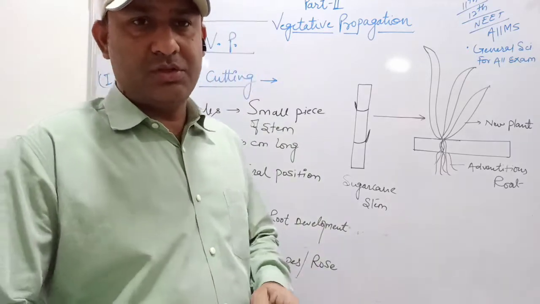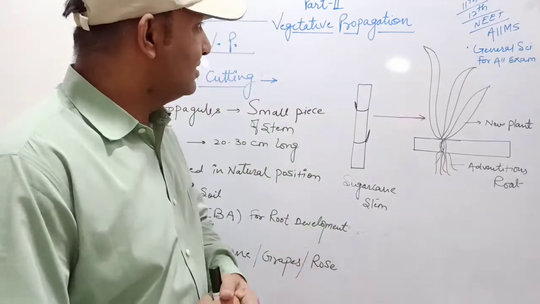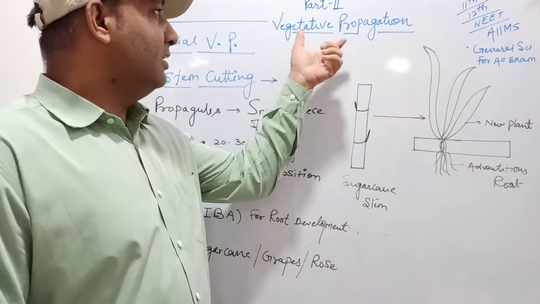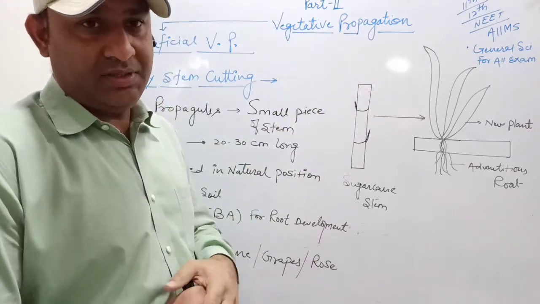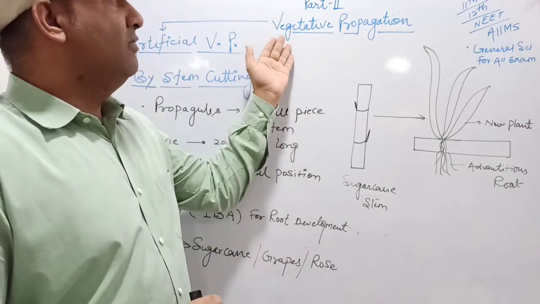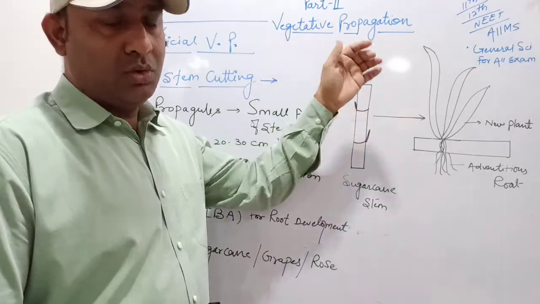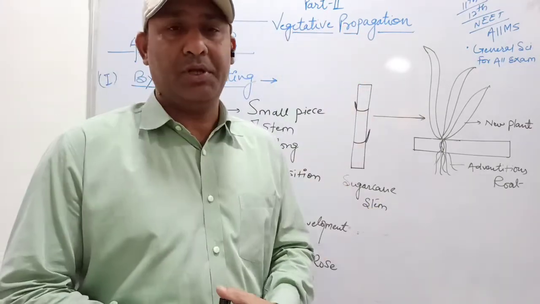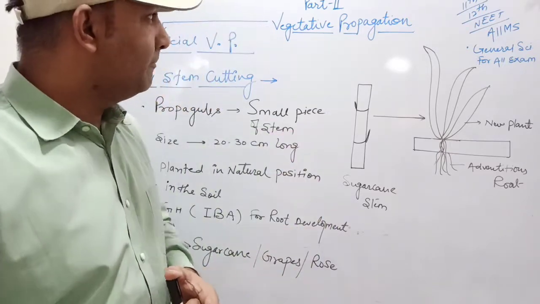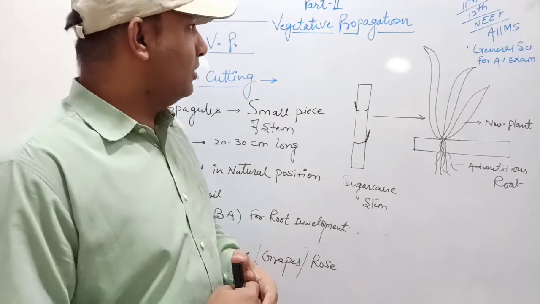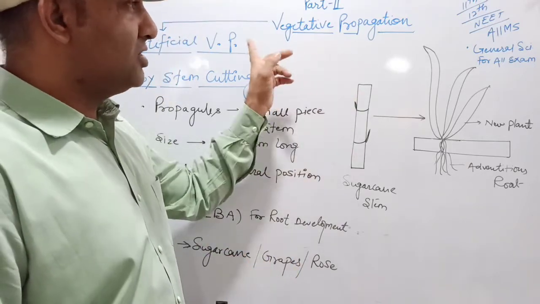Yes, good morning students. Today, in this class, we will start with vegetative propagation. Today we will take two topics: vegetative propagation part 2 and asexual modes of reproduction in lower organisms. In the last class, we studied and discussed vegetative propagation and its types.